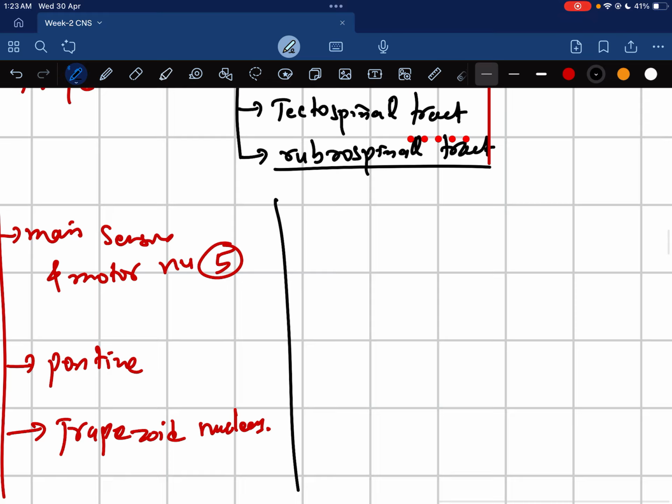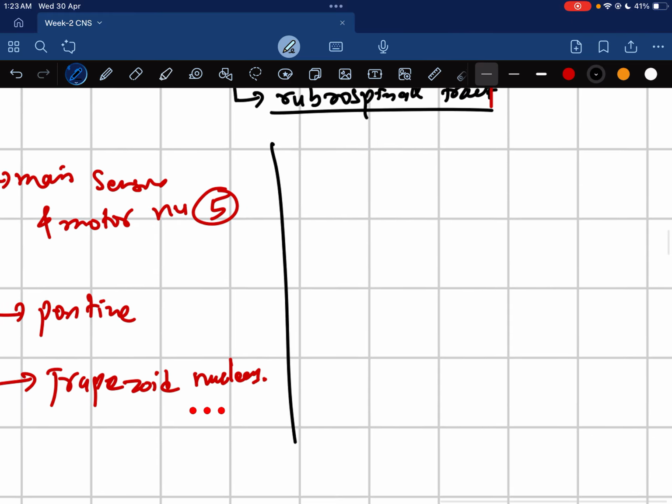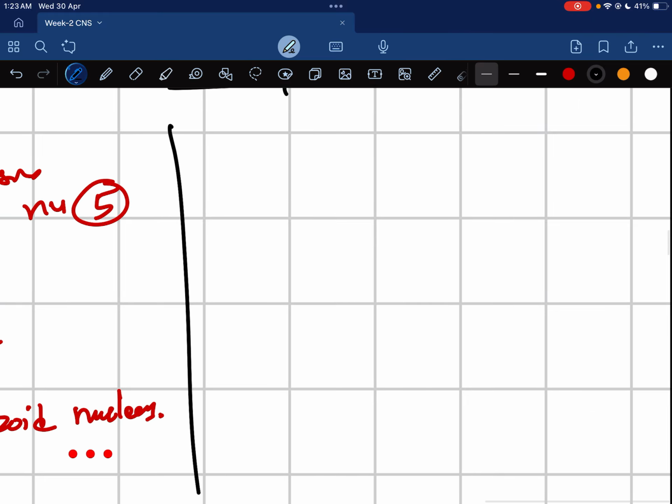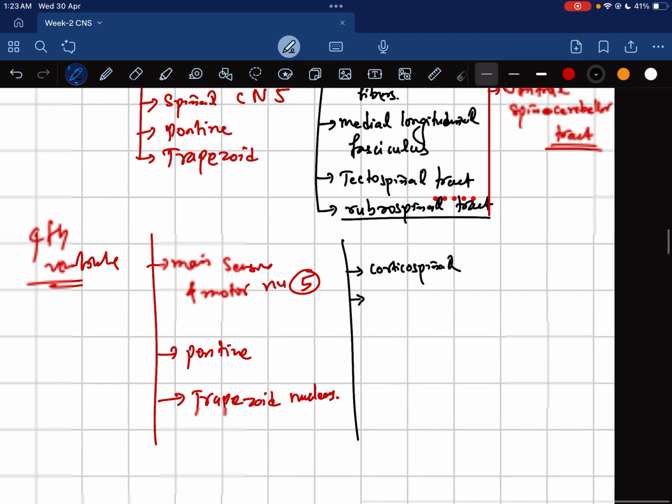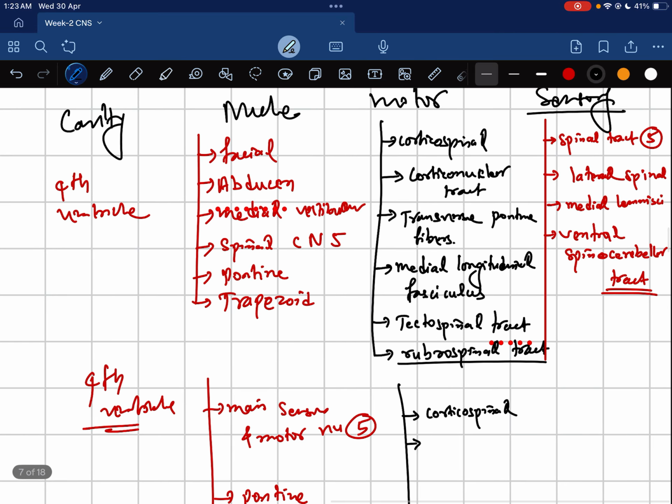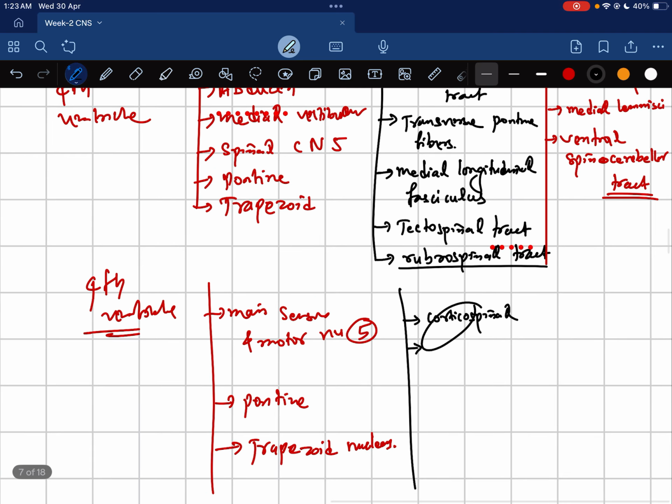Now the motor tracts. For the motor tracts, there is the corticospinal tract, the corticonuclear tract, then transverse pontine fibers also. There is the medial longitudinal fasciculus, tectospinal, all the same as above, and the transverse pontine fibers, all the same as above.